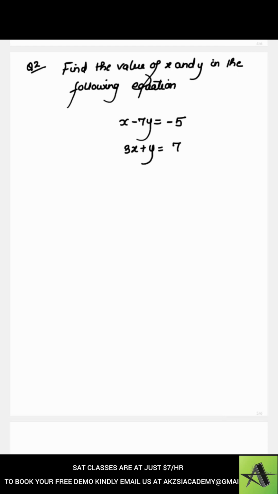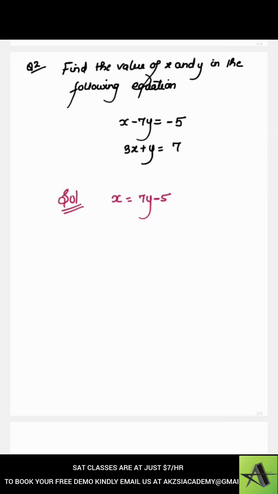So repeating the same procedure, what we have to do is find the value of one variable in terms of another variable from either of the equations. I can pick any one. Let me say I'm picking equation 1. So on picking equation 1, I just need to find the value of x in terms of y. So this will be 7y minus 5. What I did was transpose 7y onto the right hand side.